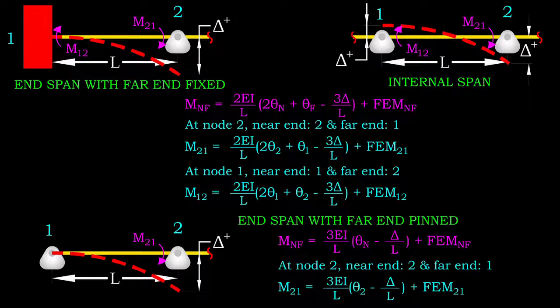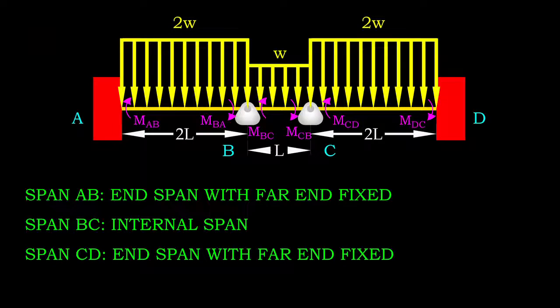There are two different equations. The first equation is applicable to the span where internal moments are present at both ends. The second equation is applicable only to a span with a pinned far end, where internal moment is present only at one end. Let's identify the type of each span.